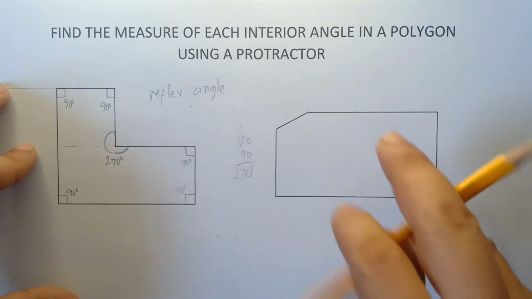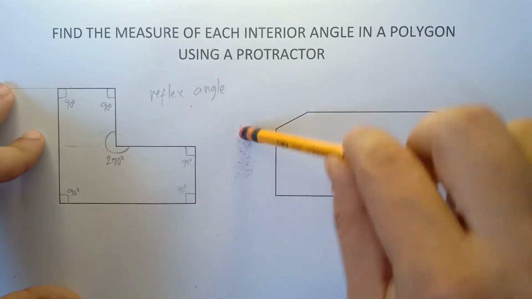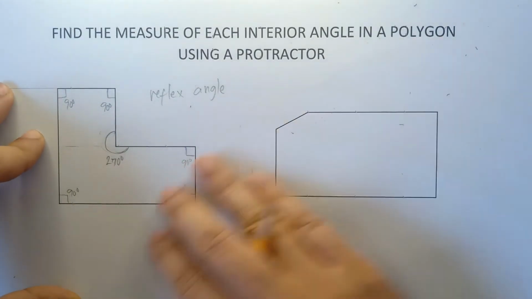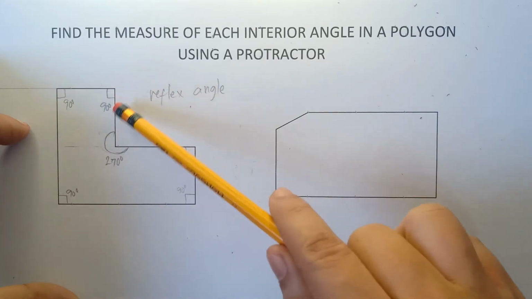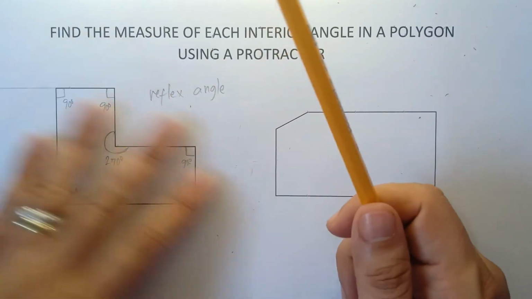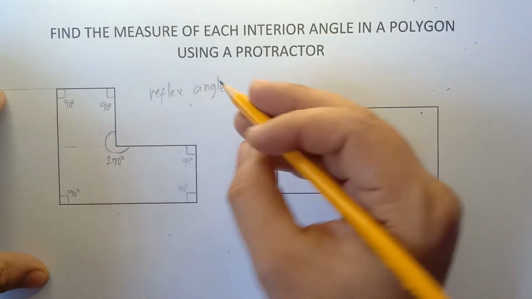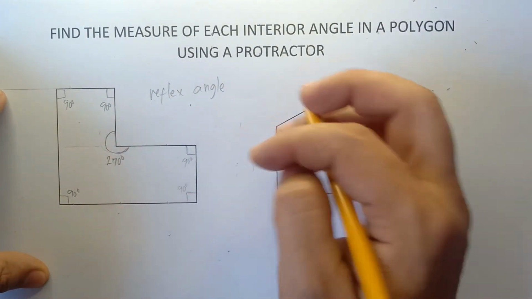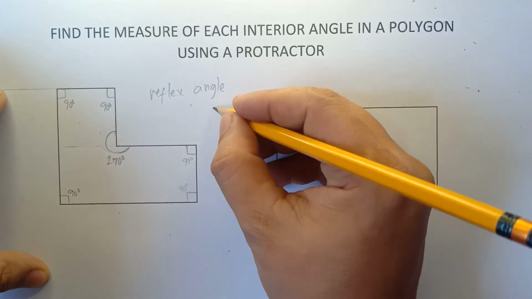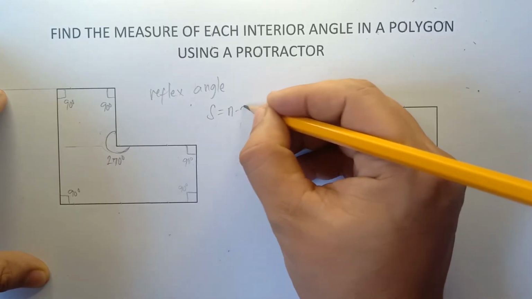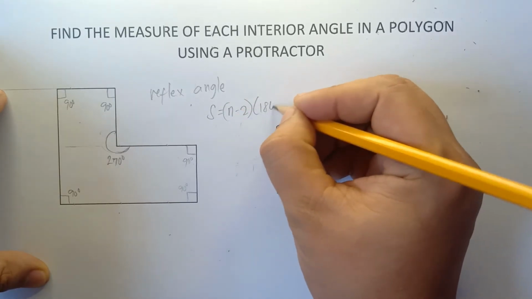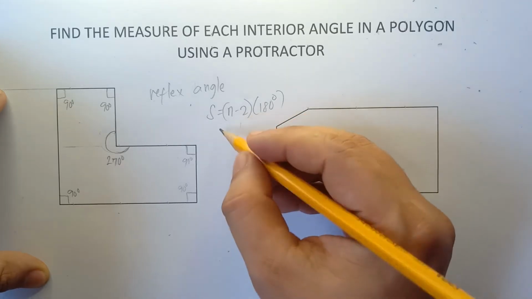So once again, let's double check, class, if we really get the exact measure of each interior angle. Now, in a polygon, class, with 6 sides, let's count how many sides, class: 1, 2, 3, 4, 5, 6. Now, in a polygon with 6 sides, of course, we call that one a hexagon. The sum of interior angles, we can find using this formula: S equals n minus 2 times 180 degrees. N represents the number of sides.